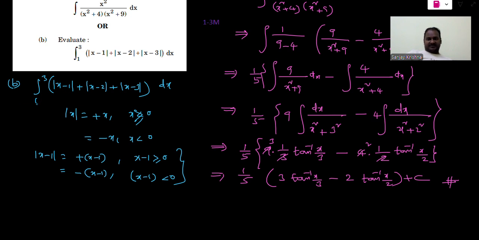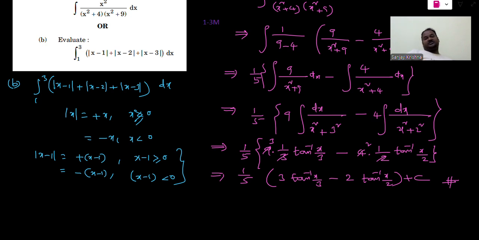But here the limit is starting from 1 onwards, right? So when it starts from 1 onwards, x is already greater than 1. When x minus 1 is greater than 0, meaning x greater than 1, above this x minus 1 is always positive. Similarly, what about x minus 2? It is more than 1, but it can be less than 2 also.